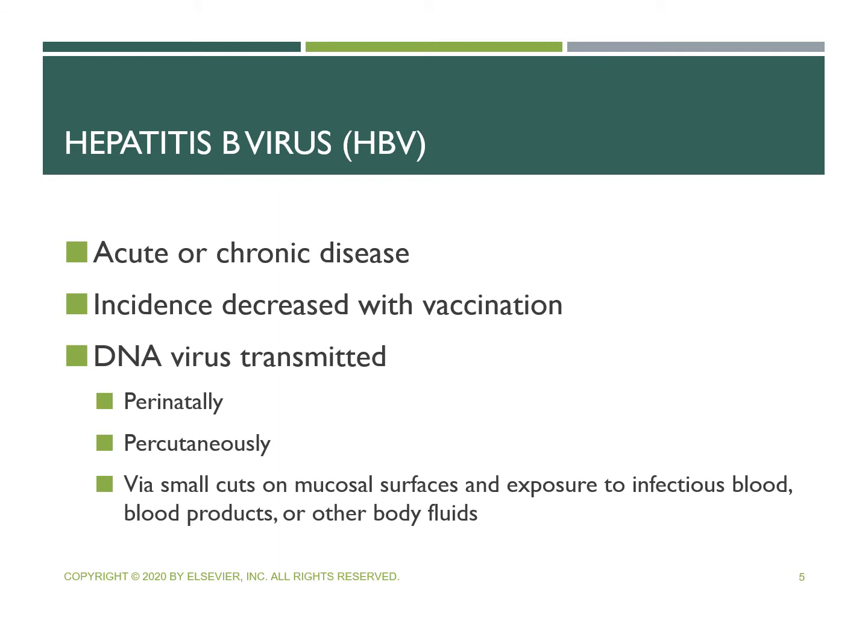Hepatitis B can also be acute or chronic disease. The incidence has been decreased significantly with vaccination. It is transmitted perinatally, percutaneously, or via small cuts on mucosal surfaces and exposure to infectious blood, blood products, and any other bodily fluids. The majority of those infected with hepatitis B completely resolve.